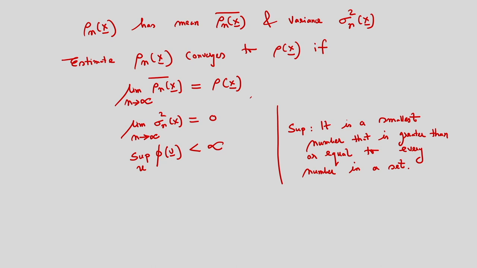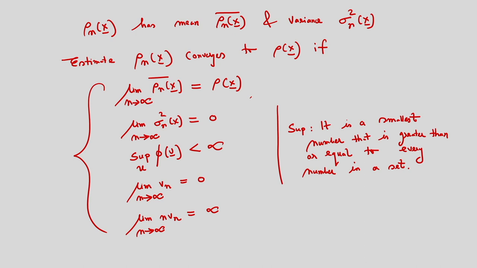And also another condition is, limit Vn, n tends to infinity, and corresponding to this, the volume may be very, very small. And another condition is, limit n Vn, as n tends to infinity, this n Vn will be equal to infinity. So, these are the conditions we are considering, so that this nth estimate of the density converges to the actual density, which is P(x).